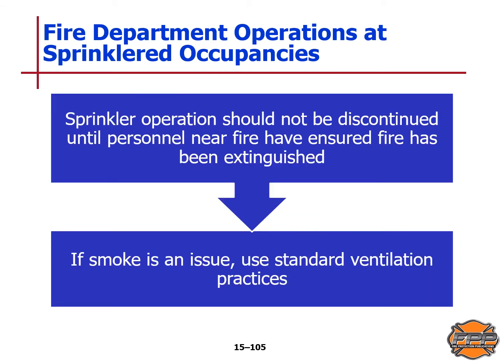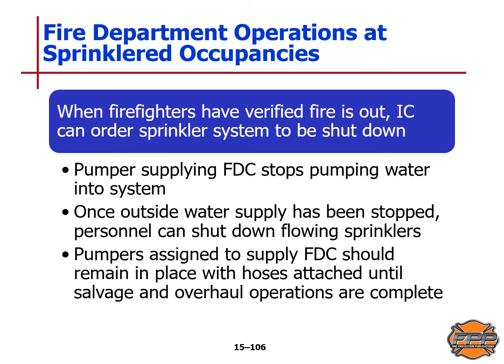Sprinkler operation should not be discontinued until personnel near the fire have ensured the fire has been extinguished. If smoke is an issue, use standard ventilation practices. When firefighters have verified the fire is out, the IC can order the sprinkler system to be shut down.